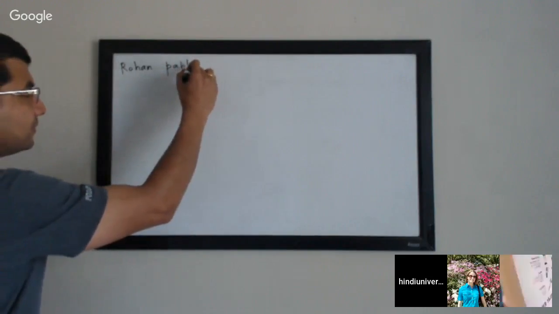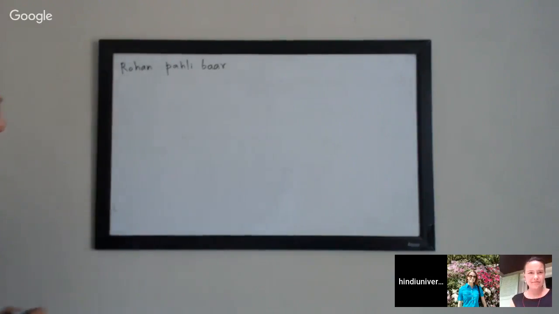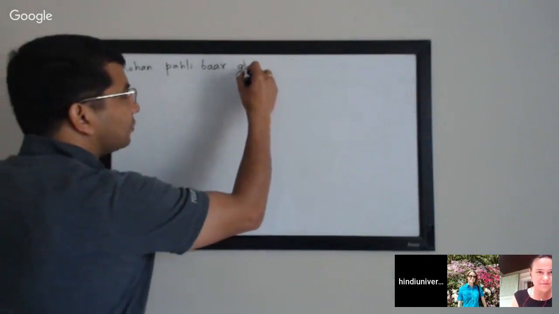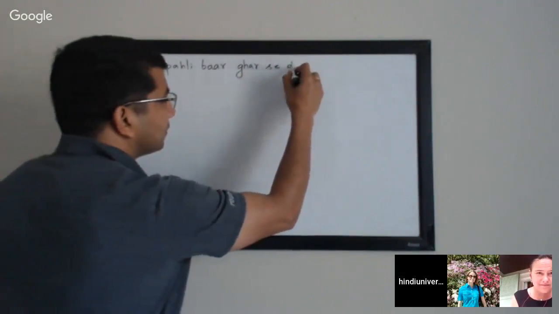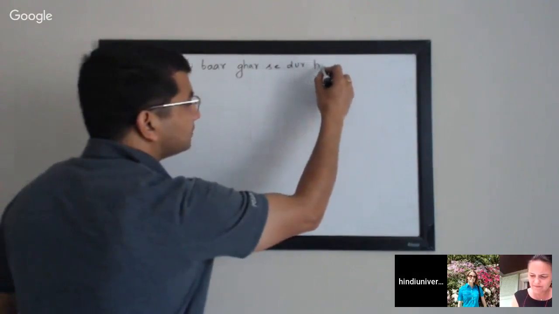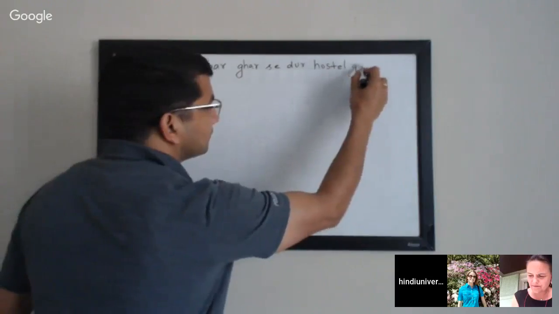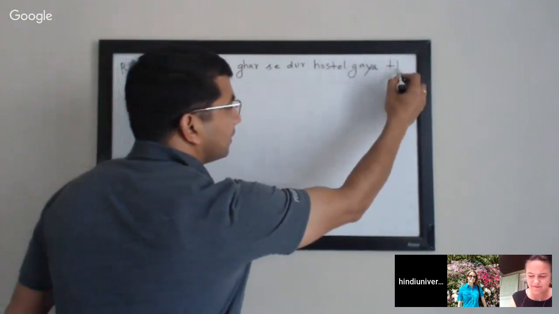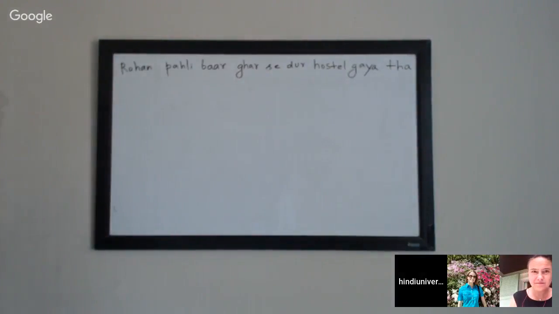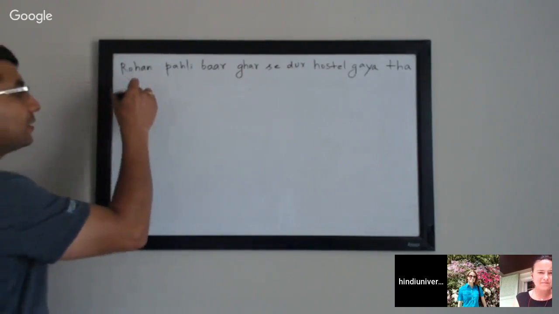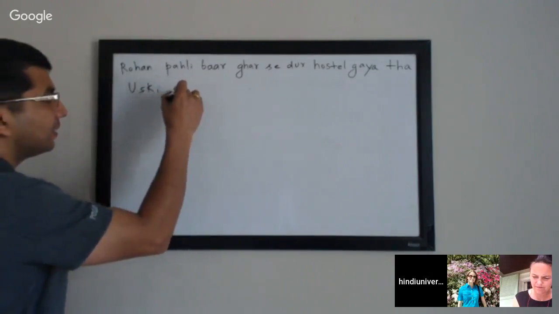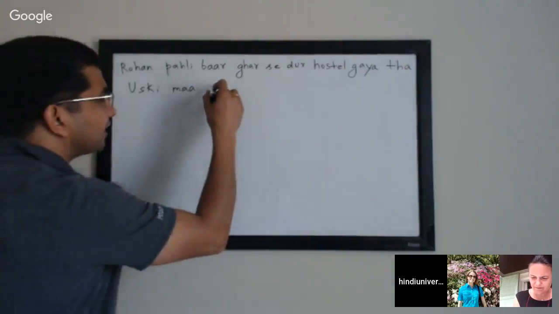Rohan pehli baar ghar se dur hostel gaya tha. Okay, so this sentence is not in the doubtful present tense. This is just the beginning. Rohan pehli baar ghar se dur hostel gaya tha. Uski maa sochne lagi. Uski maa pareshan thi.